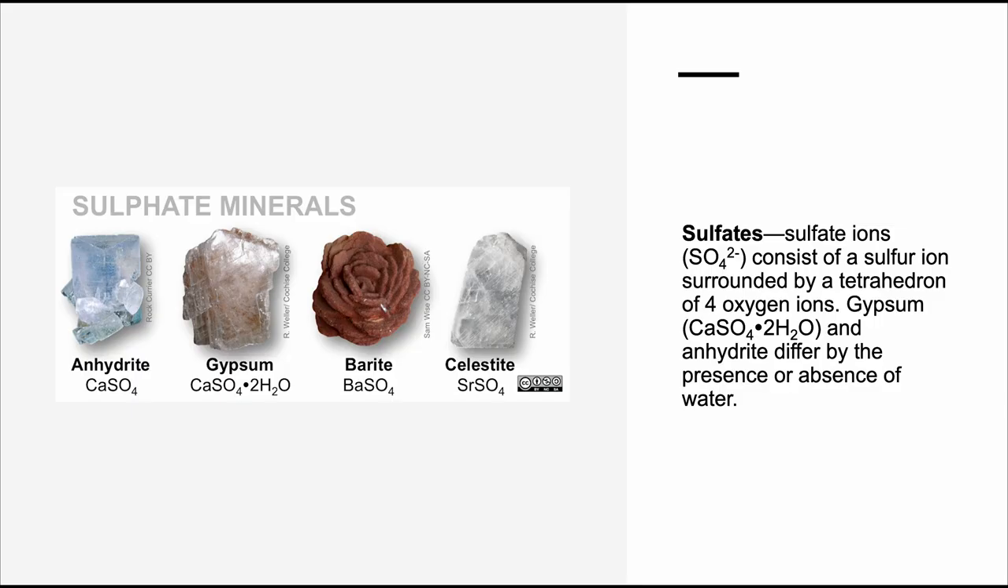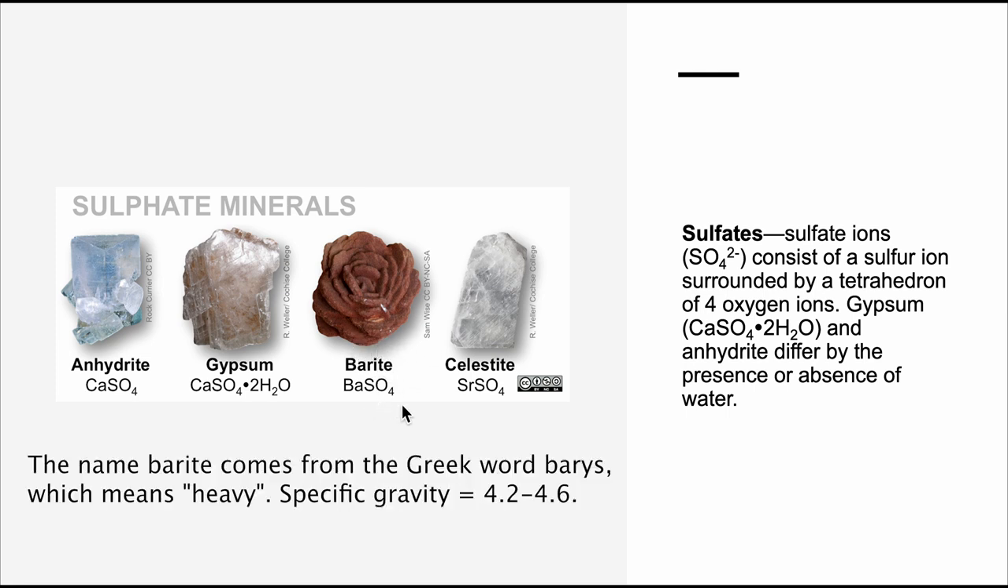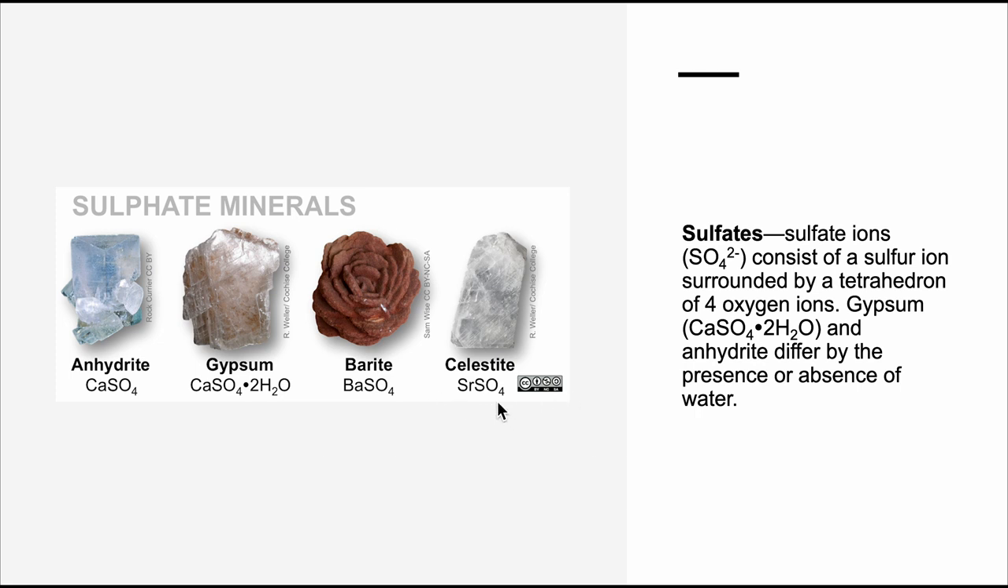Sulfates, on the other hand, consist of minerals made of the sulfate ion, which is a sulfur surrounded by 4 oxygens. Gypsum is our primary example here. It's a calcium sulfate with water included in the lattice. Now, gypsum and anhydrite only differ by the presence or absence of water, hence the name anhydrite. Barite commonly appears in this desert rose habit. It's also identified easily by its very high specific gravity. And last but not least, celestite, a strontium sulfate.